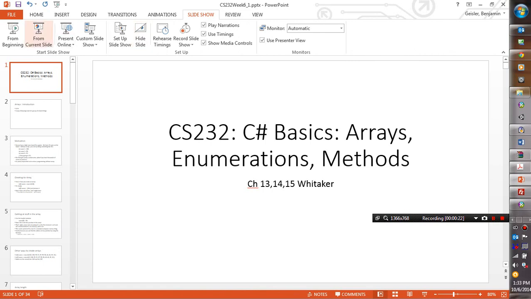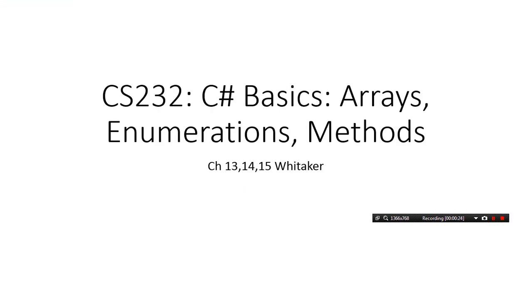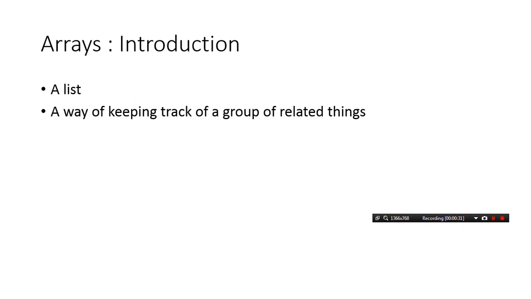Alright, so starting here, we're going to talk about arrays. This is going from Whitaker, chapters 13, 14, and 15. So arrays, you've probably come to know what these are, but just in case, a quick review. Arrays are basically a list, an ordering of things. It's a great way to keep track of a group of related things in programming. It's an assortment of things kept in some kind of sequential or partially ordered list. It's basically a list.